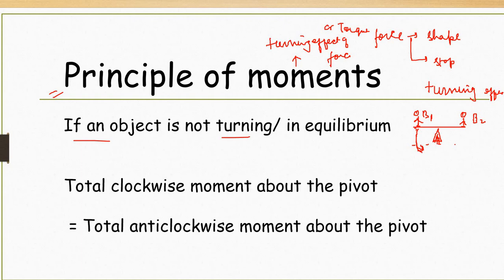So can I say, if an object is not turning, or if it is in equilibrium, then the total clockwise moment, so this boy will move clockwise about the pivot point, which is this, will be equal to the total anti-clockwise moment about the pivot point. This is very important and it will help you to solve other questions.